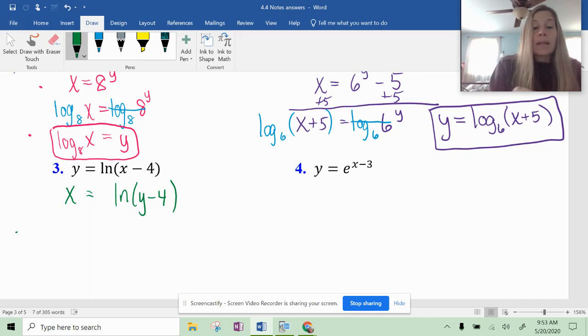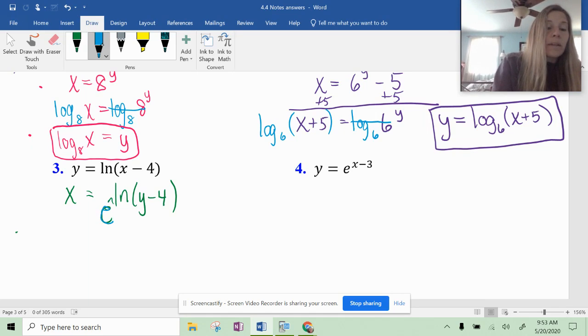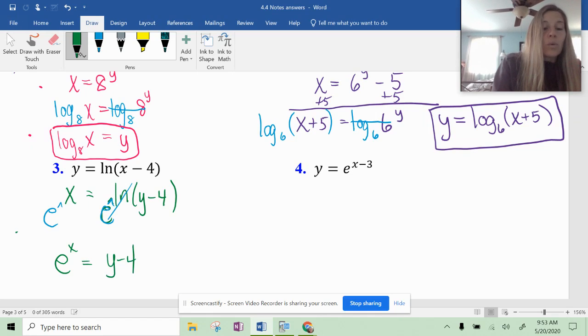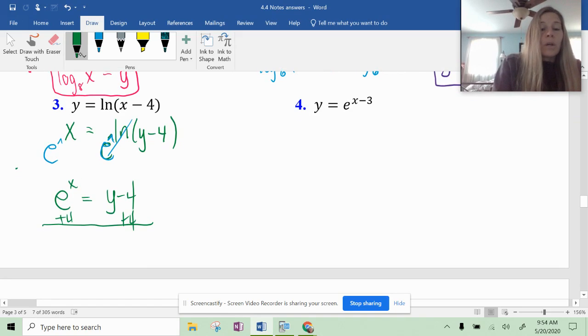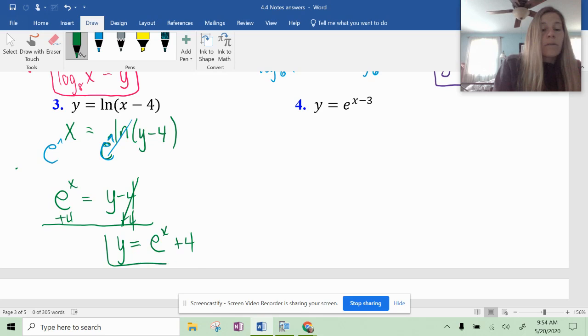Now remember, ln is really a log with the base e. So if I give this a base of e, that will cancel that out, but whatever you do to one side, you always do to the other side. So now I have e to the x power equals y minus 4, and I would need to add 4 to both sides of my equation to get the y by itself. So my y equals e to the x power plus 4.